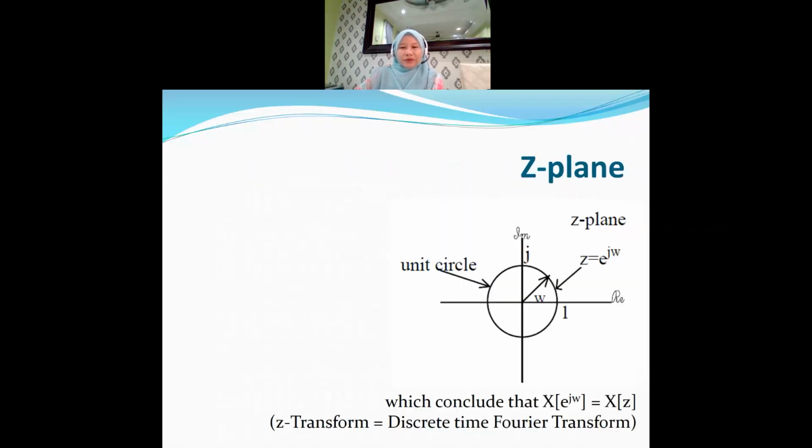So for the Z plane, we conclude that the Z transform evaluated on the unit circle is equal to the discrete time Fourier transform. In the Fourier transform, we call it the discrete time Fourier transform in the Z plane. So this is the Z plane. We have z equals e to the power of j omega if r equals 1.